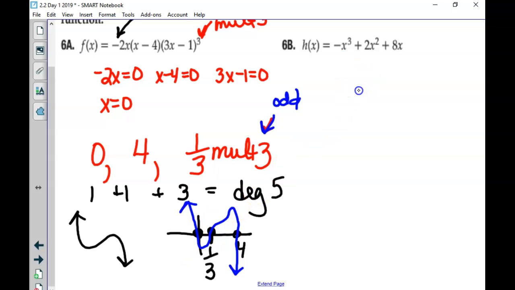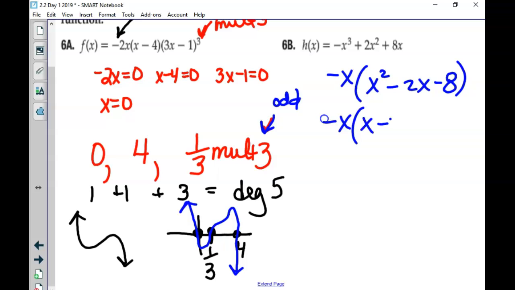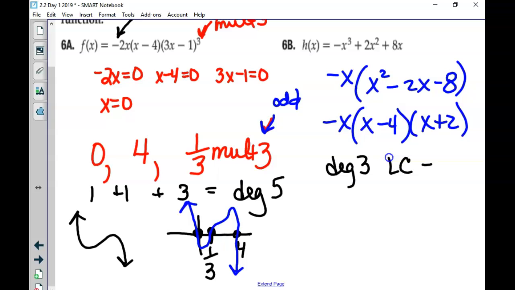All right, I'm going to try to get through this last one right here. What can I take out of all those? It'd be nicer if we took out a -x, I think. That would leave x squared minus 2x minus 8, which would then factor x minus 4 and x plus 2. Okay, the whole thing was degree 3 with a leading coefficient of -1. So it should be doing this shape again.